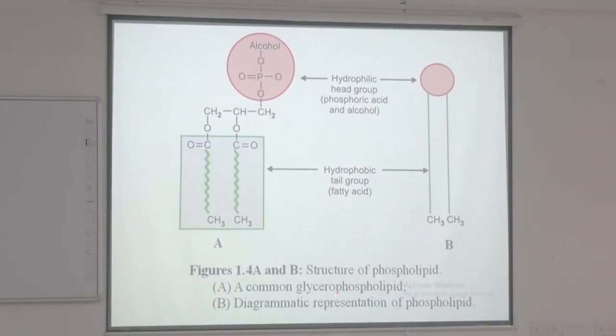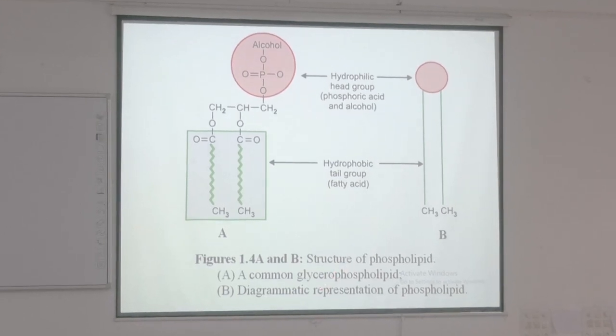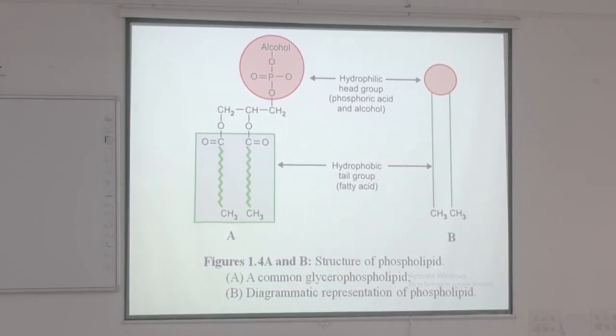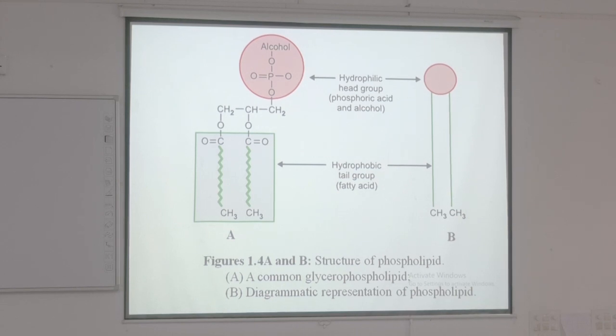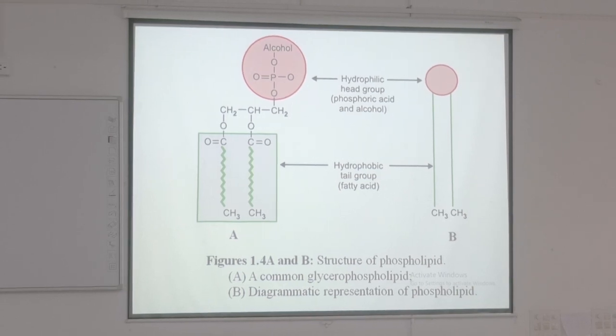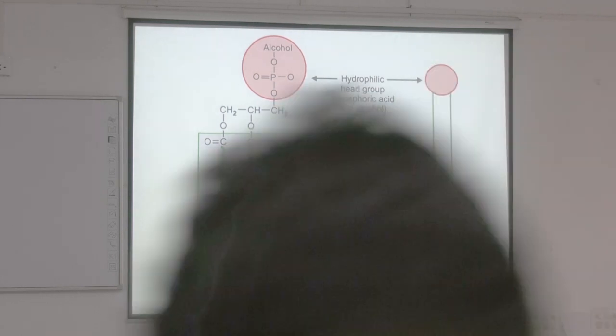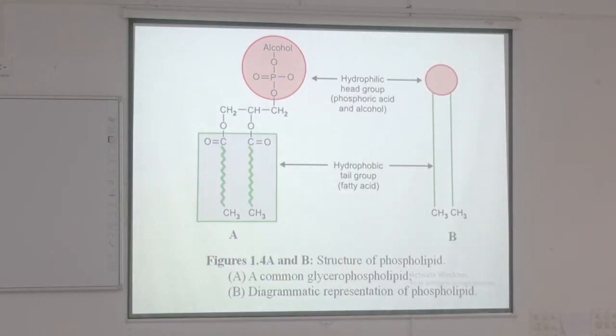Structure of phospholipids: it contains glycerophospholipids. Different types of phospholipids are present. They may be divided into glycerophospholipids and sphingophospholipids. What is the meaning of glycerol and sphingophospholipids? When the phospholipid has glycerol as the alcohol moiety, it is called glycerophospholipid, and when it contains sphingosine as the alcohol group, it is called sphingophospholipid.